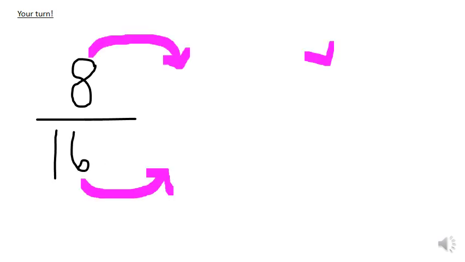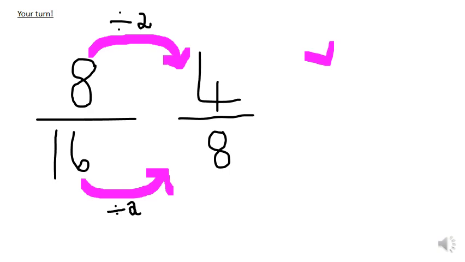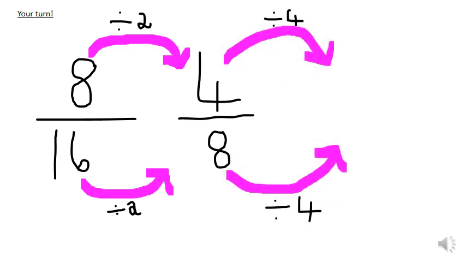So if we have a look at 8 and 16, we could use 2 because both 8 and 16 are in the 2 times table. They're even numbers. We could divide 8 by 2 and 16 by 2, which would give us 4 over 8, or 4/8. And if we want to keep going, we would then have a look and see what 4 and 8 could be divided by. Remember, same number. And we could use 4. So 4 divided by 4 would give us 1, and then 8 divided by 4 would give us 2, so 1/2.